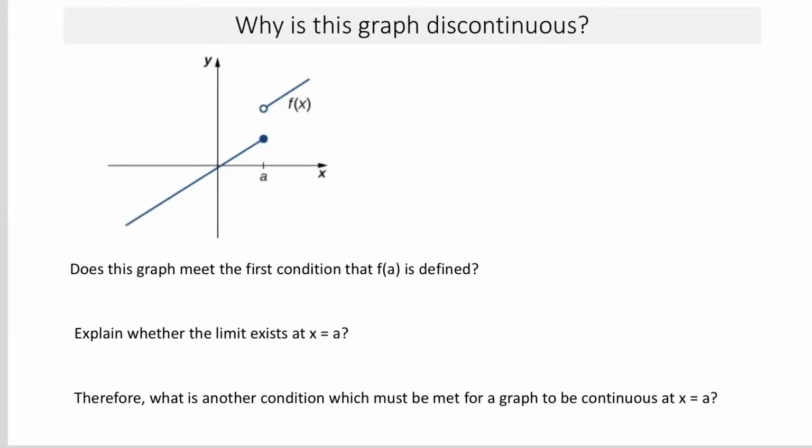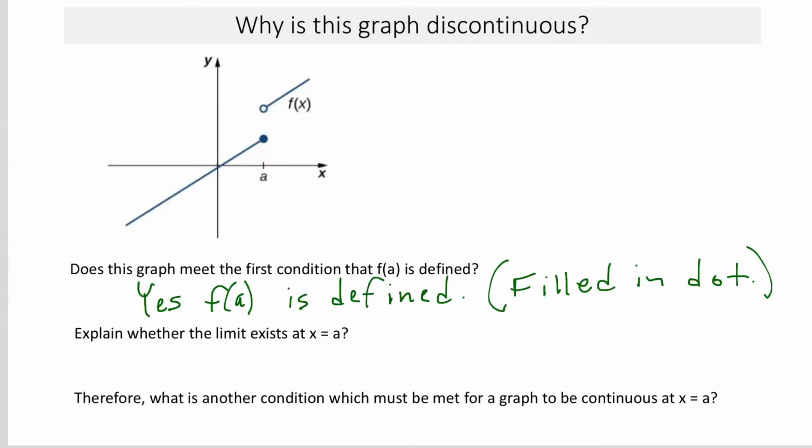Now let's look at this graph here, where we have a jump discontinuity. Does this graph meet the first condition that f of a is defined? Well, we can see that we have a filled-in dot here at f of a. So it meets the first condition that f of a is defined. Okay, filled-in dot, f of a is defined.